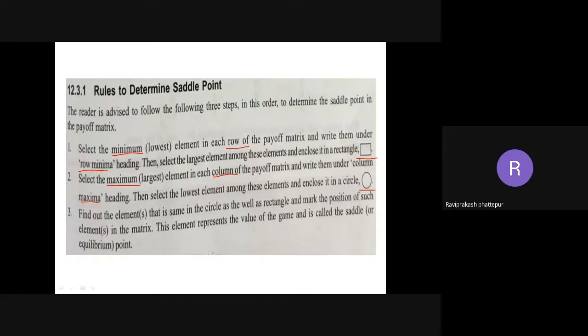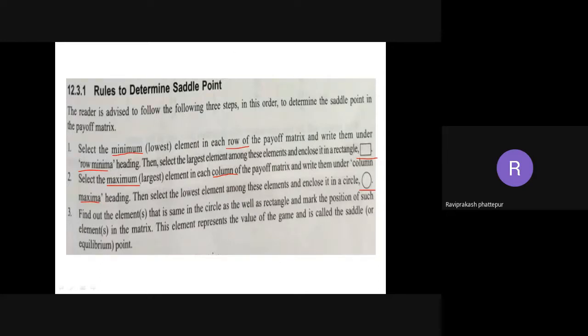So what we need to do: in the rows find all the minimum values, then out of those minimum values find the maximum value and put a rectangle around it. Then the second one, select the maximum of all the columns, write them under column maximum, then out of those maximum values select the minimum value and put a circle around it. So this is the second point.